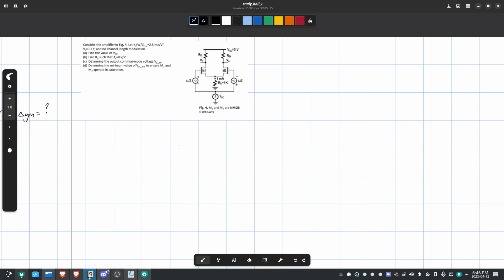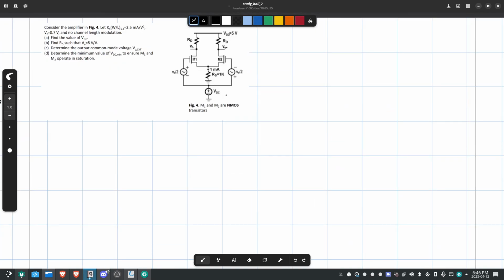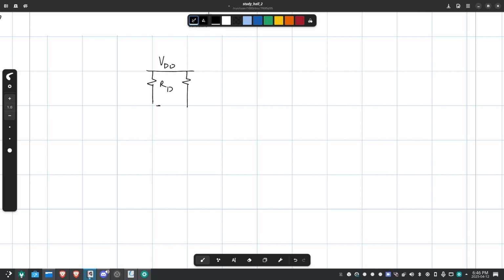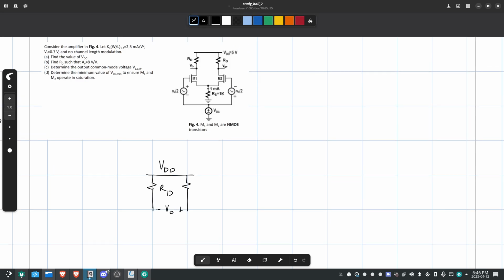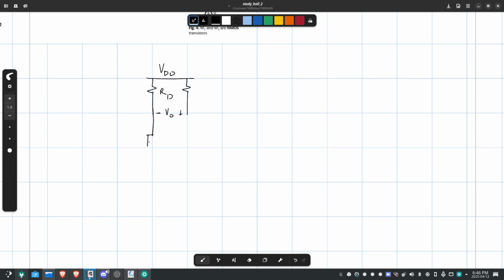So in DC analysis, this is going to be in common mode, right? So we can cut out the AC for now. You're going to end up with VDD, RD here. This is going to be the negative end and the positive end of VO. You have M1, M2, and both of these are going to be VDC. It's just going to be a constant VDC.